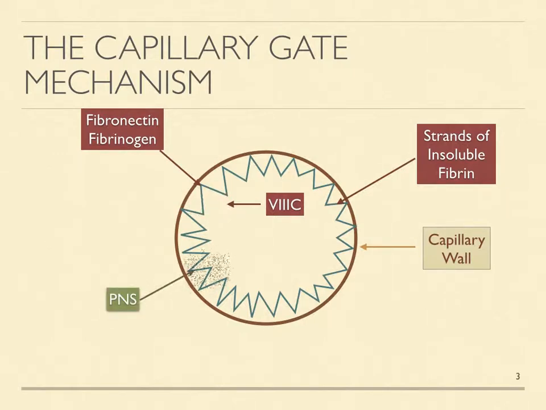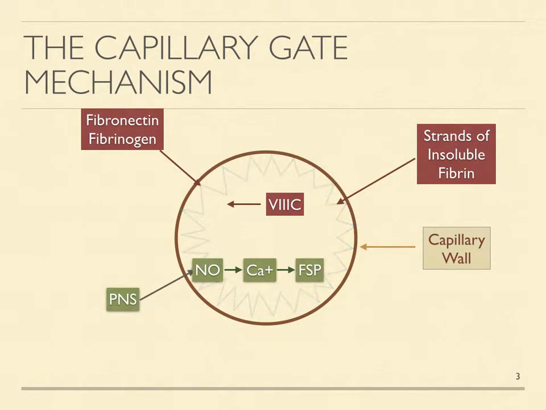Parasympathetic nervous activity releases nitric oxide from capillary walls, which binds to calcium, inhibits thrombin activity, and accelerates the degeneration of insoluble fibrin into fibrin split products. This restores tissue perfusion, tissue oxygenation, organ function, and cardiac efficiency.